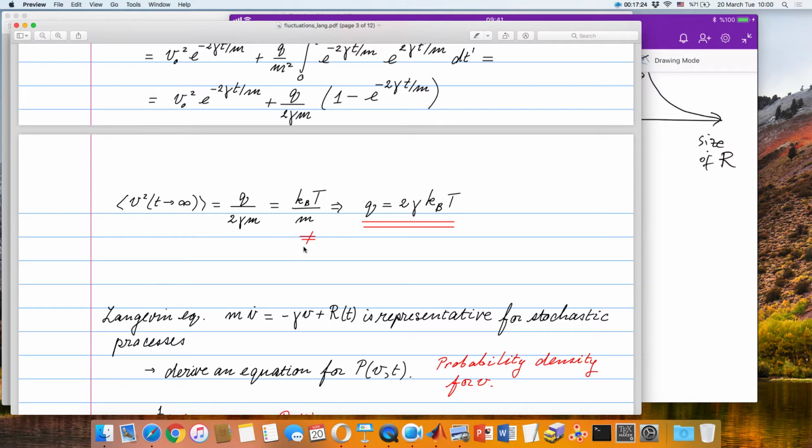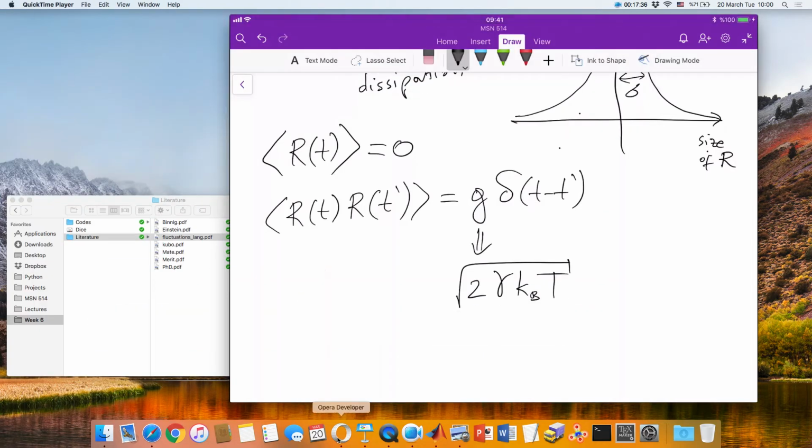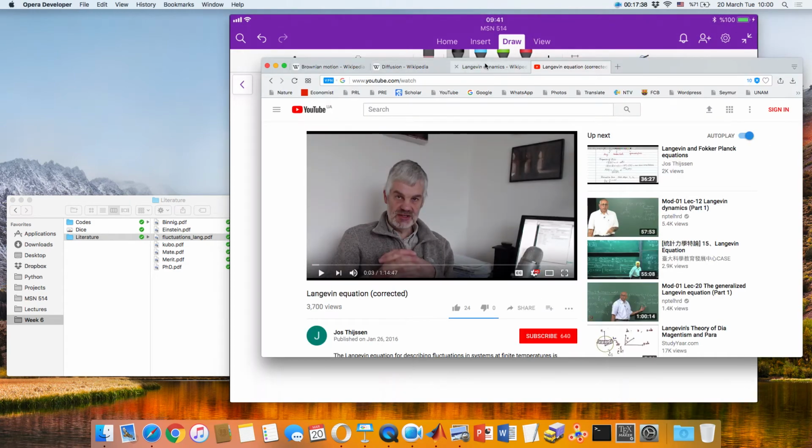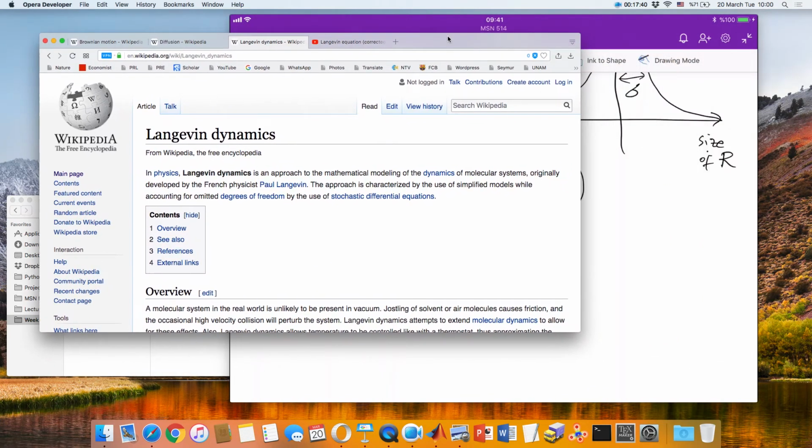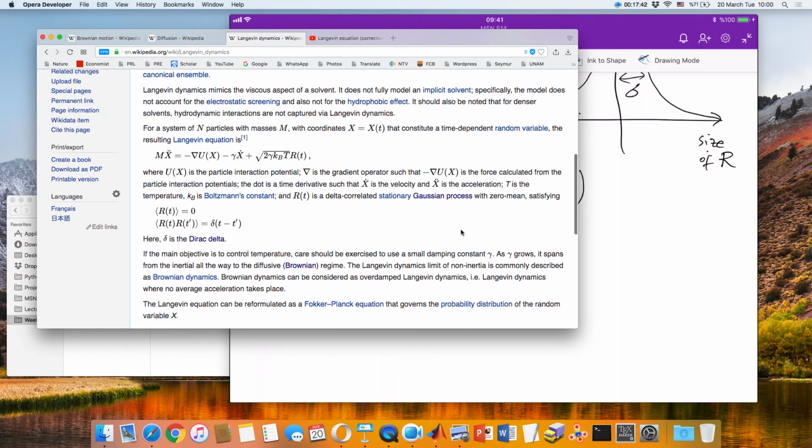You realize that G is in fact square root of 2 gamma kBT. Okay? And the whole equation is now called Langevin dynamics. What I haven't derived, I will show numerically. And this is an important thing.